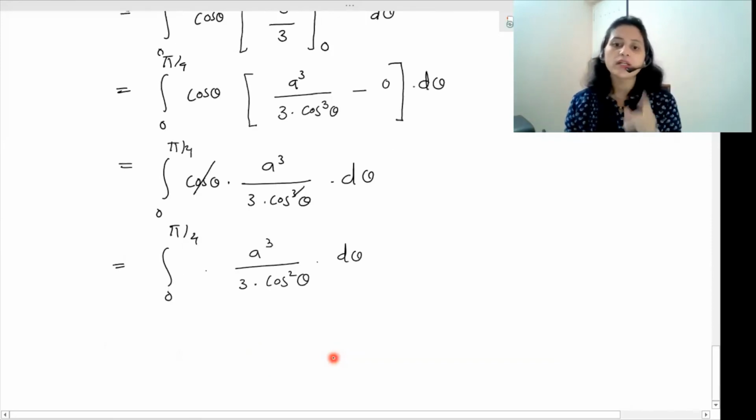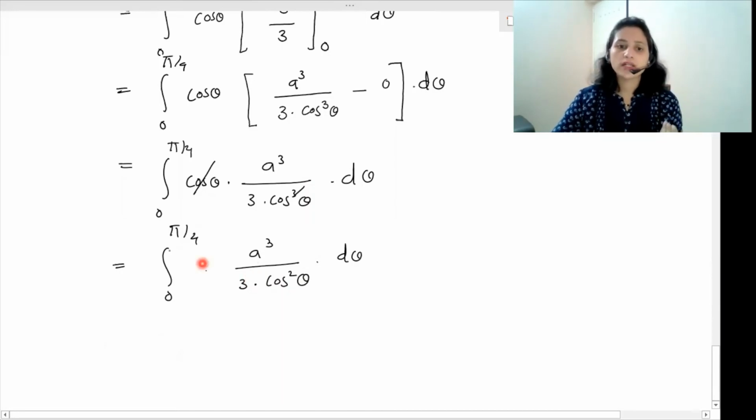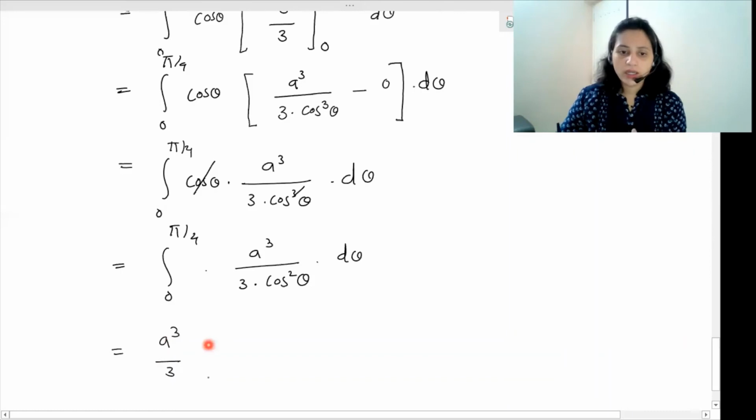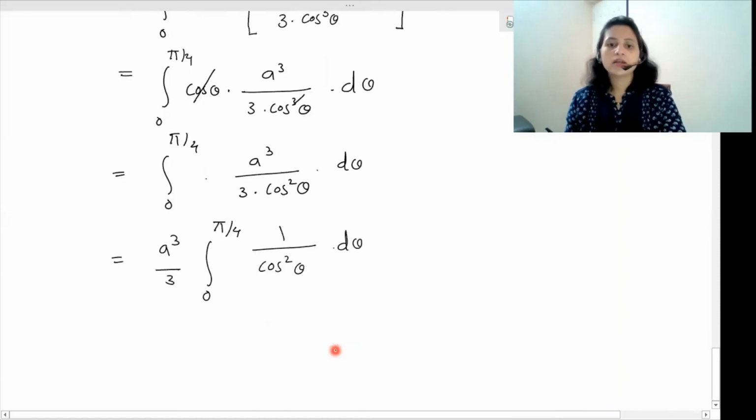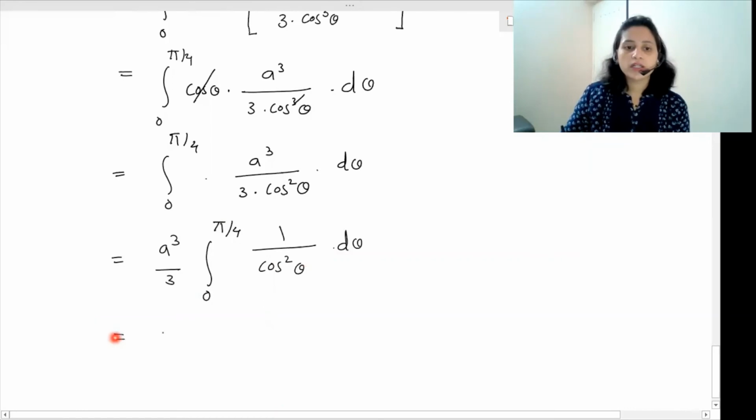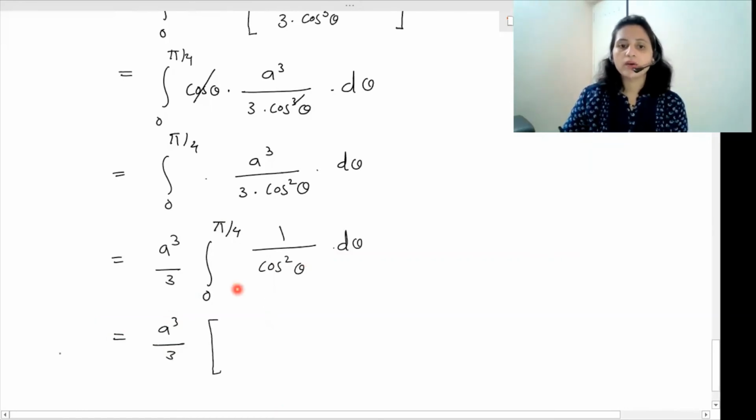Now we are going to integrate with respect to theta. Okay. Now in this case, a cube and this 3 are constants. So you can take that constant outside this integral sign. So I can write a cube by 3 integration 0 to pi by 4 1 upon cos square theta d theta, right? Now next, what is 1 upon cos square theta? Is a cube by 3, this constant as it is. Now integrate this term with respect to theta, okay?